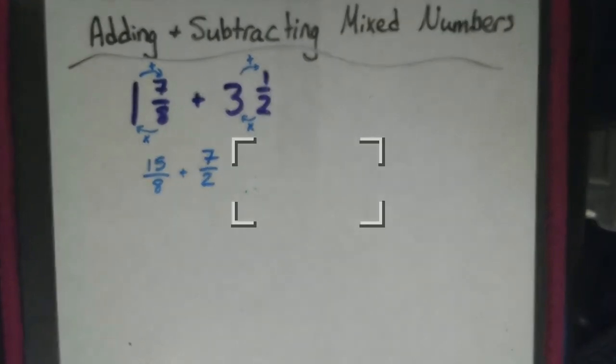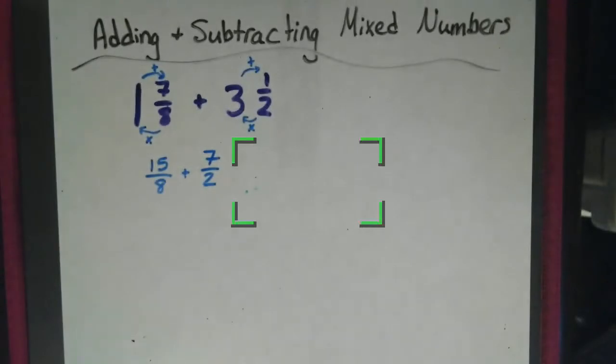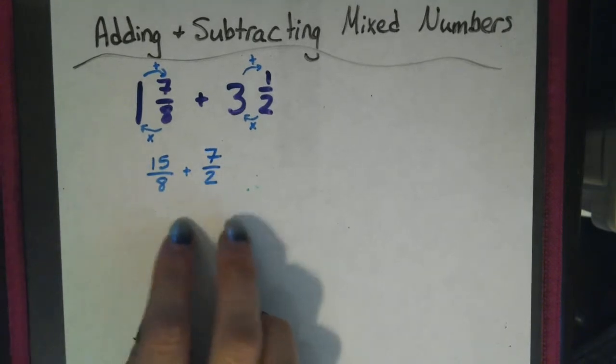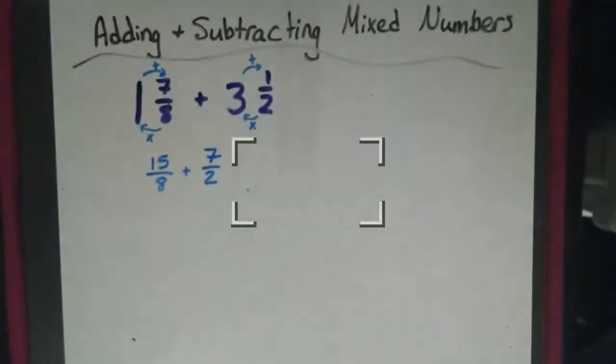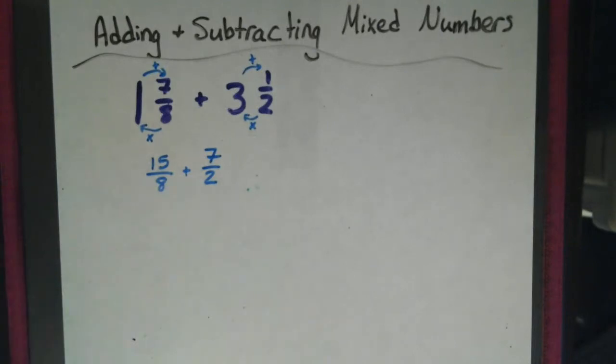What makes adding and subtracting harder than multiplying and dividing is you need what is called a common denominator. What that means is we need both of these denominators to be the same before we can add or subtract them together. So I need to find what number I can turn both of these denominators into for them to match. And that seems a little weird, but it'll work.